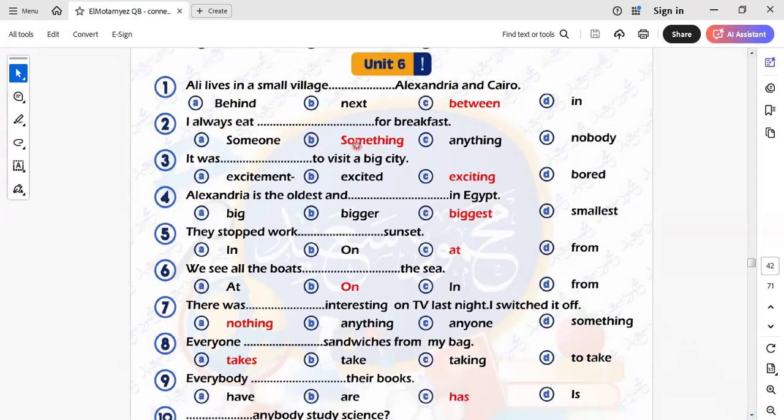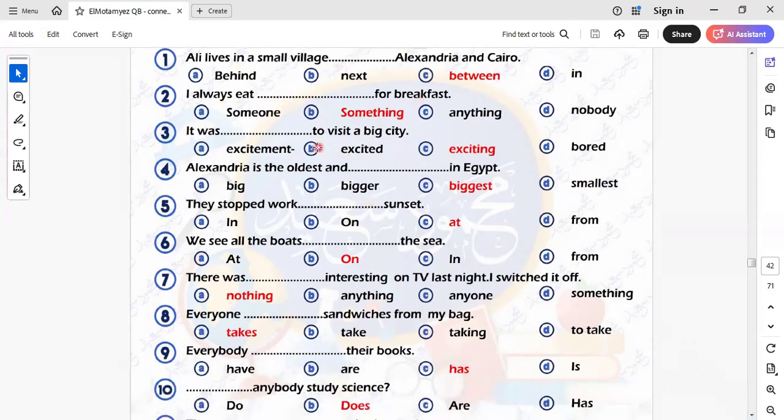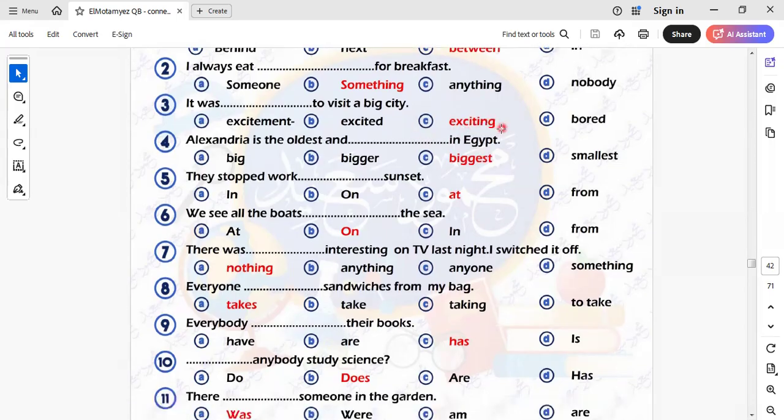I always eat something for breakfast. It was exciting. Was here is a continuous tense, and we have here exciting. It comes with two meanings. Exciting as an adjective, because here we have something, and we can use it as past continuous tense. You can use it as both.